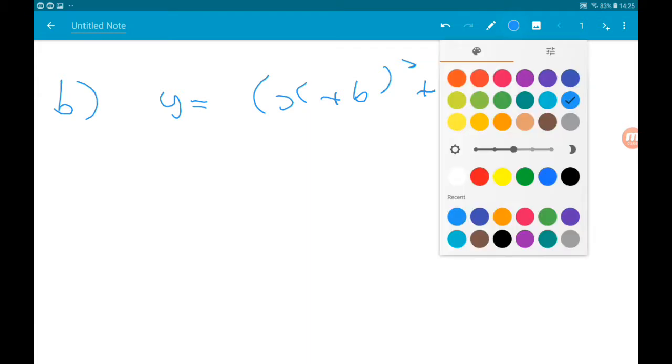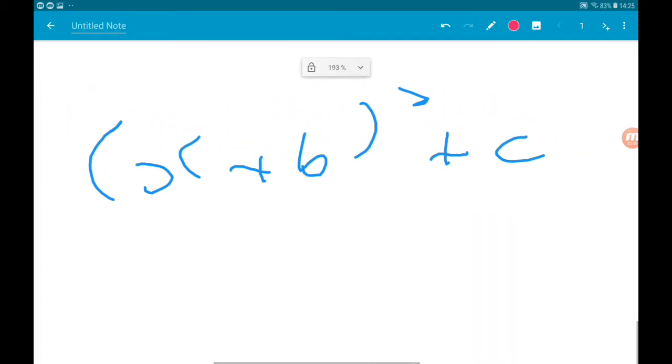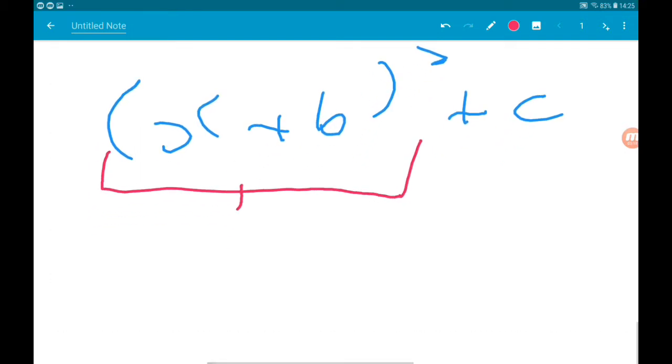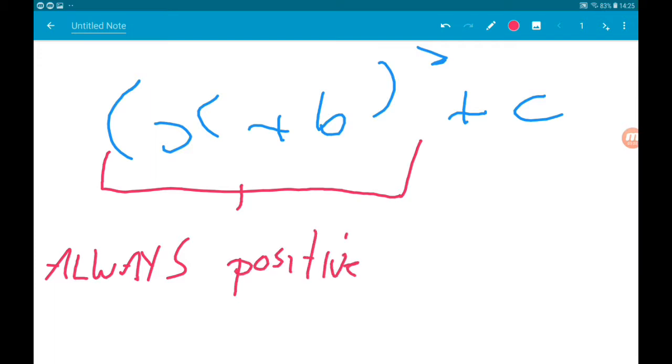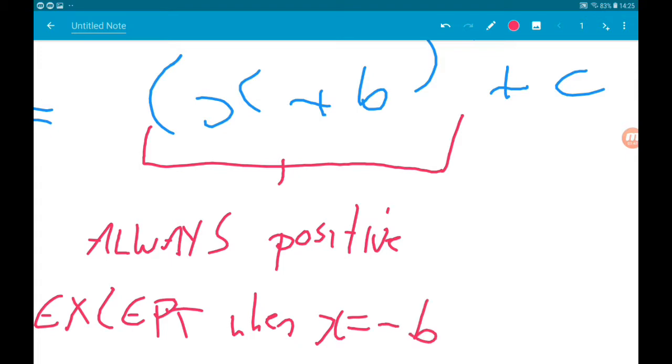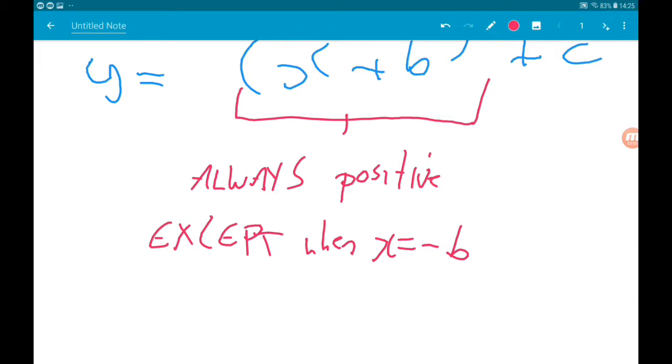well, because we have a square on the outside of this bracket, this is always positive, except when x is equal to minus b, in which case it's equal to 0.